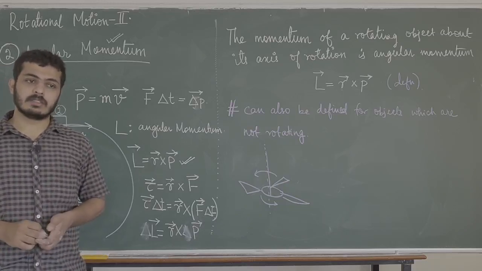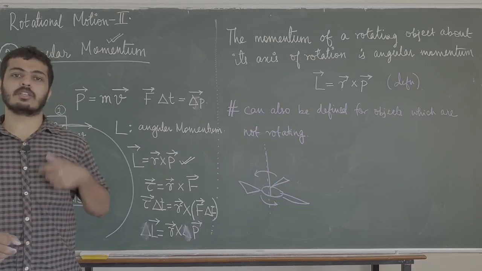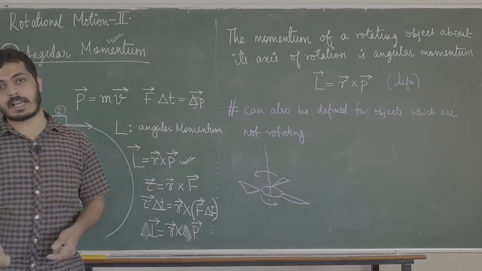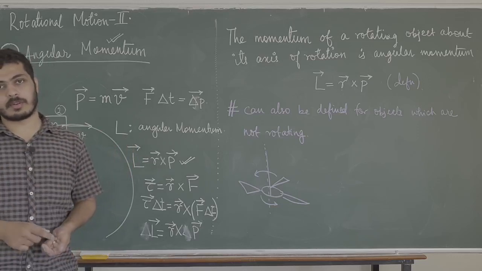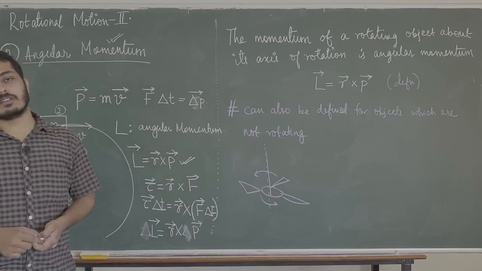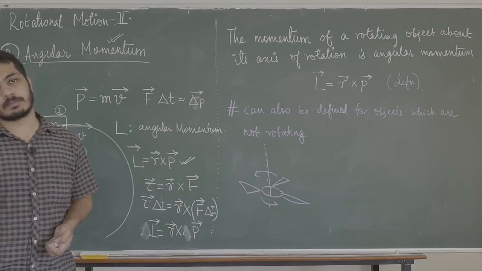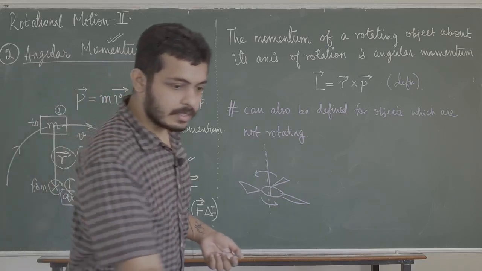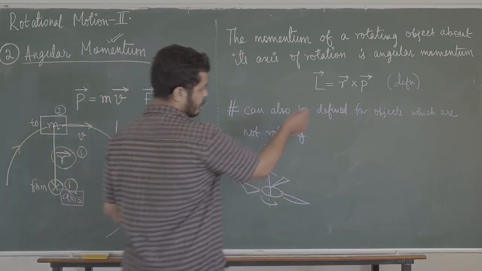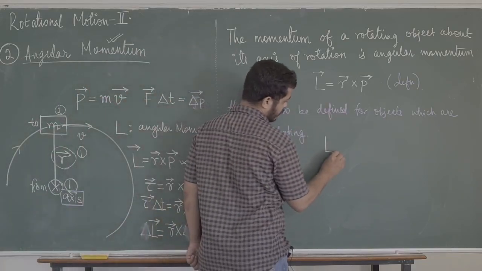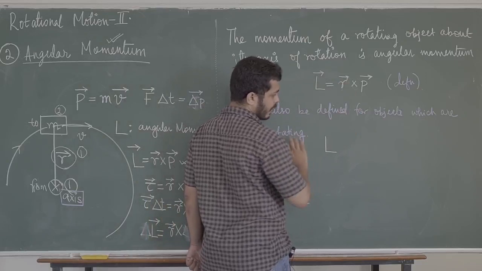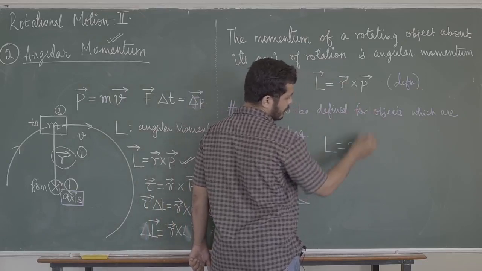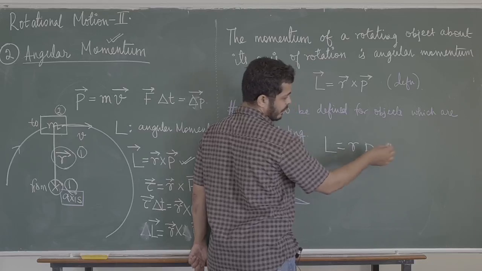But right now, just imagine that whenever something is moving, it has linear momentum. If something is rotating, then it has angular momentum. That's the logic I want you to understand. How do you define it? You define it as r cross p. Now let's take r cross p and show that it is equal to I into omega. So this is your L. Let's remove the vector and keep things very simple, and write r cross p as r into p.